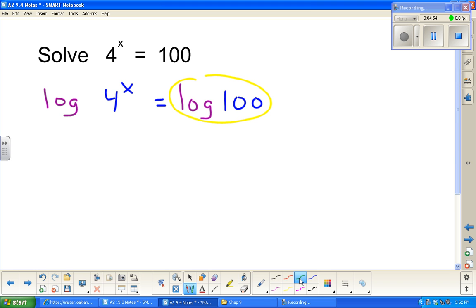Let's use our little property here. We're taking a log and then it's to a power. So what we can do is bring this x out front and rewrite this as x times the log of 4 equals the log of 100.